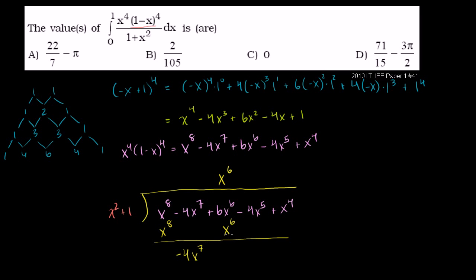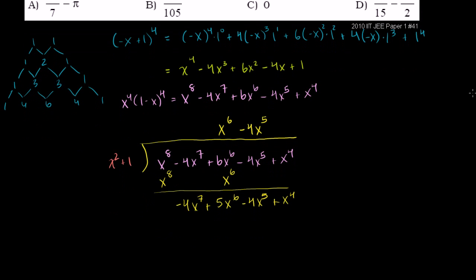6x to the sixth minus x to the sixth is plus 5x to the sixth. And then you're subtracting nothing from these, so it's minus 4x to the fifth plus x to the fourth. Now, x squared goes into negative 4x to the seventh, negative 4x to the fifth times.